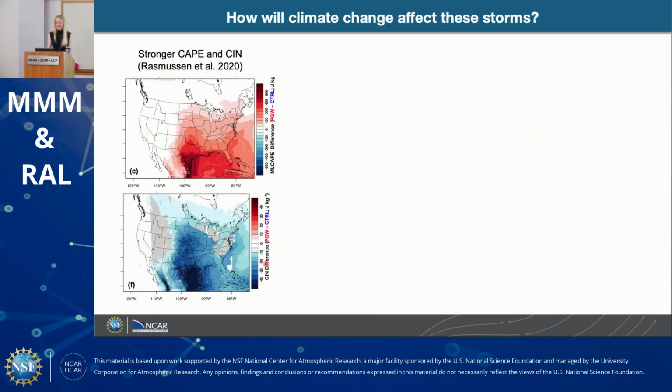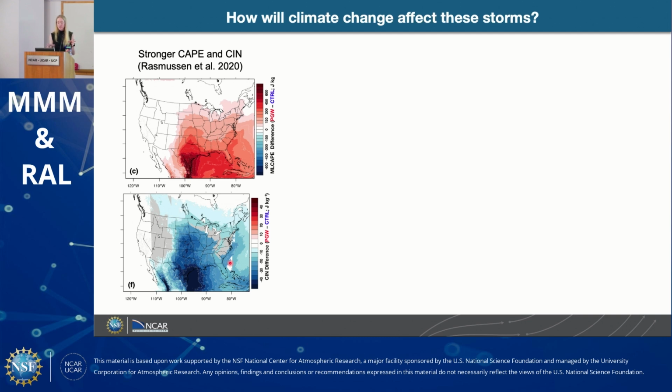So the big question is, how will climate change affect these storms? There have been a number of studies that have looked at this before, mainly using convection-permitting models. So this is a study from Rasmussen et al. in 2020, and they looked at changes to storm types and the storm environment. So they found in this top figure here that there's an increase in convective available potential energy due to increases in low-level moisture. And they also found an increase in the convective inhibition, as shown here in the bottom panel.